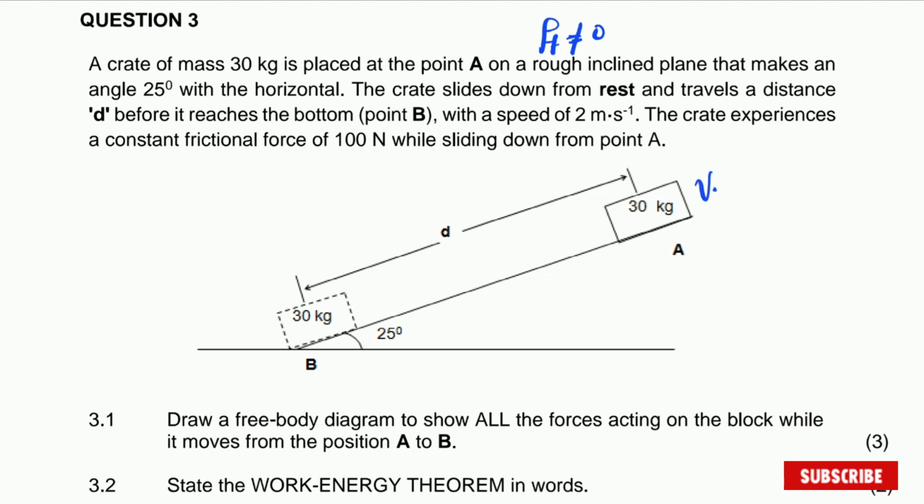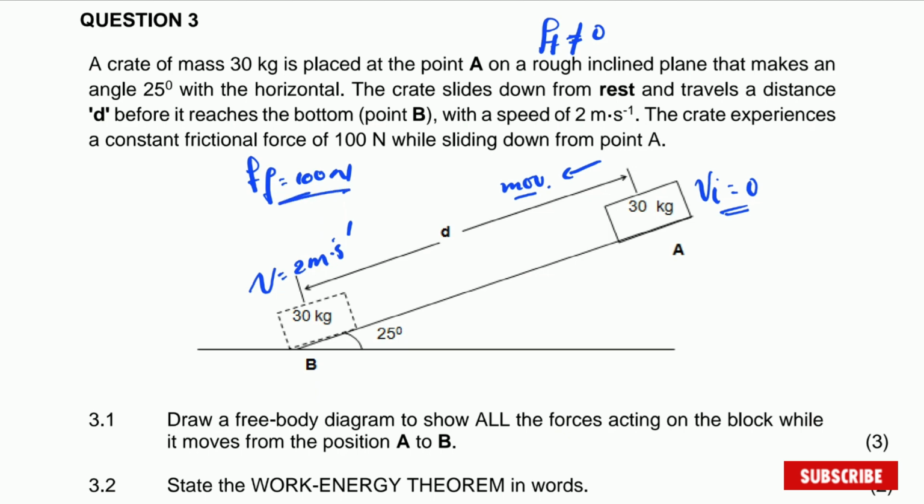So the speed right here is going to be equal to 0 meters per second, and the object is moving down the incline and travels a distance of d. You don't know d before it reaches the bottom point B with a speed of 2 meters per second. The speed here is equal to 2 meters per second. The crate experiences a constant frictional force of 100 Newton, and there is the frictional force, equal to 100 Newton, sliding down from point A.